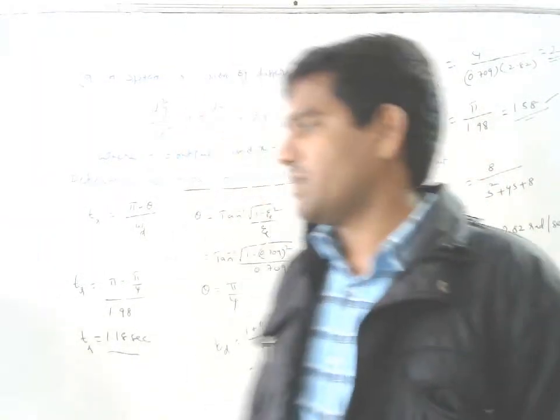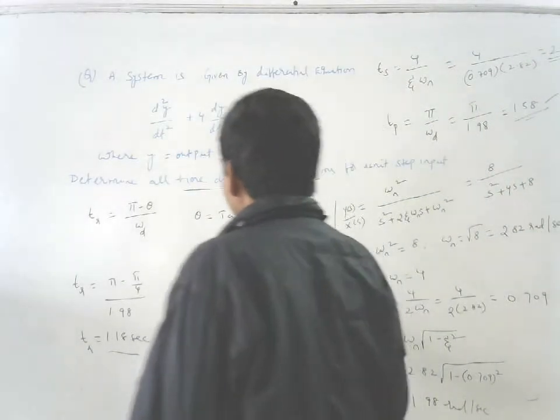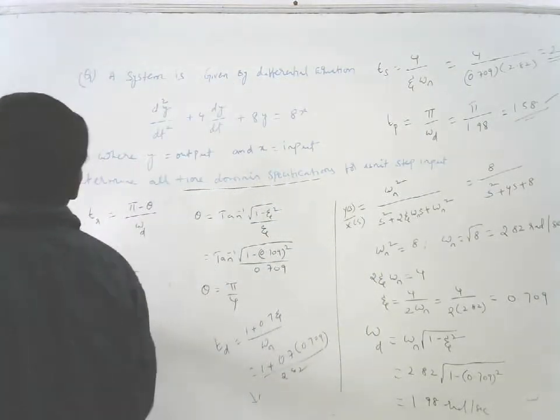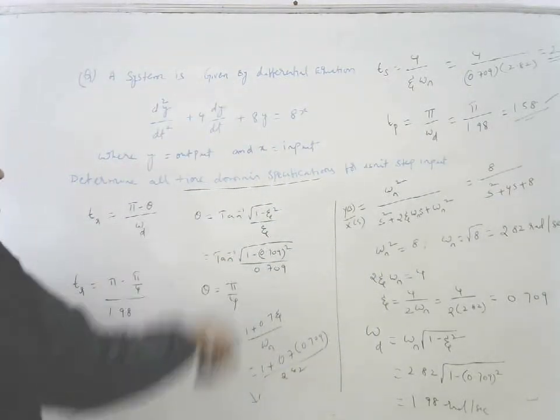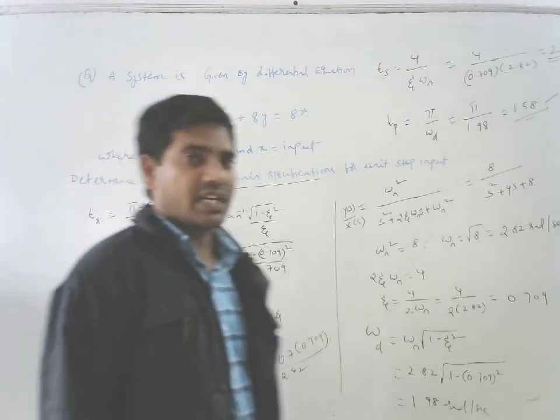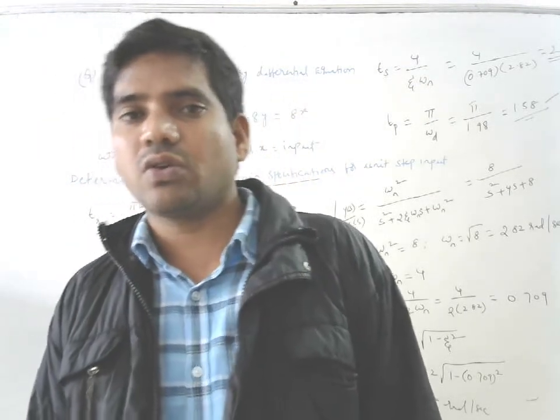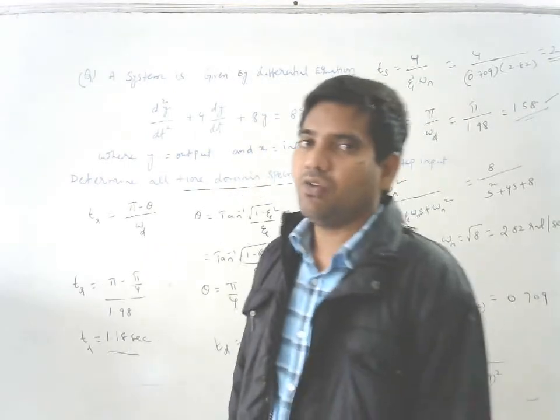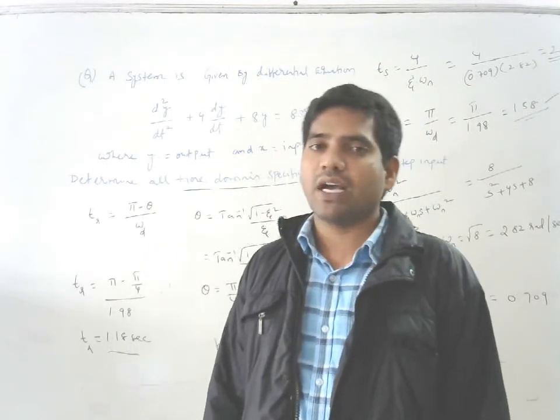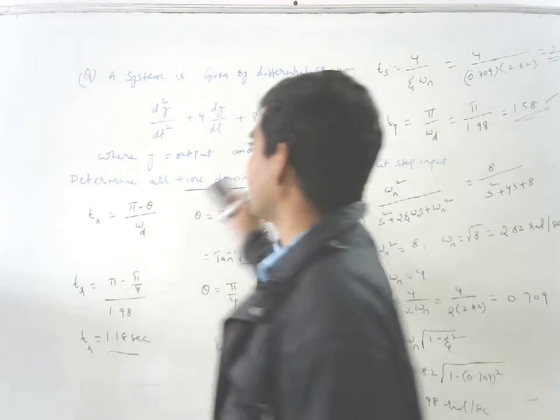Right? Similarly, we can find this is one type of problem. One more problem is where it is given in the form of a differential equation. In some cases, only the G(s) value is given. In that particular situation, how are we going to find the time domain specifications?